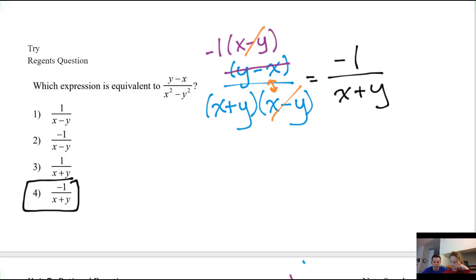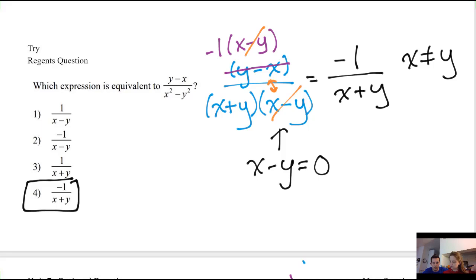Here's a bonus point if you can figure out what would the domain restriction be, because we didn't complete step 3 and neither did the regions. Can you figure it out, Miss Hall? When x equals y. Yeah, so if you wanted to add that, x cannot equal y. Because I set this equal to 0. When is that 0? And that is when they equal each other.